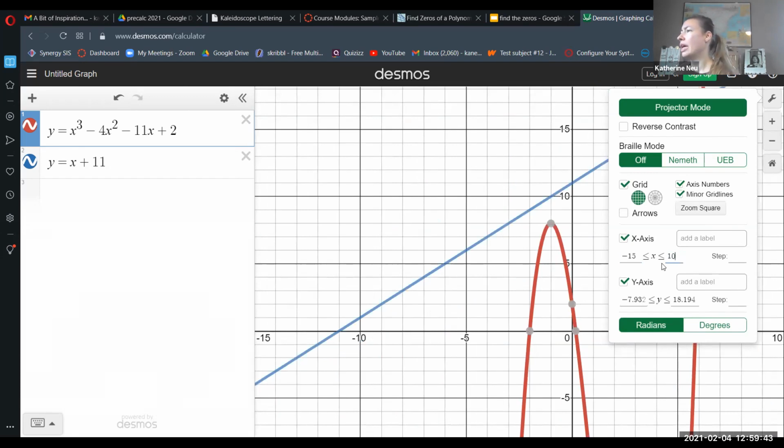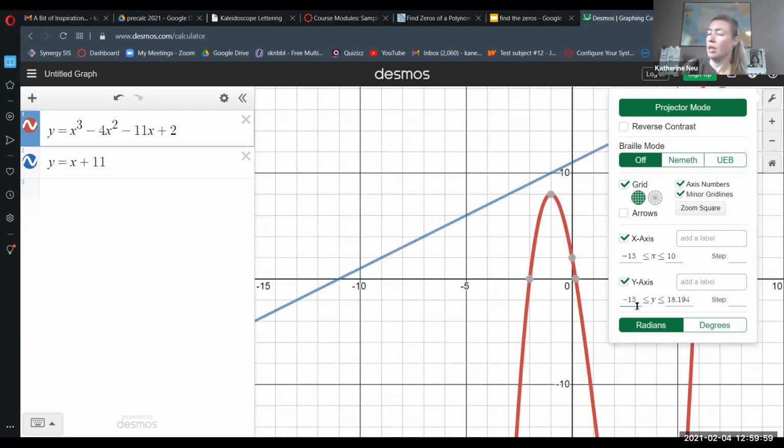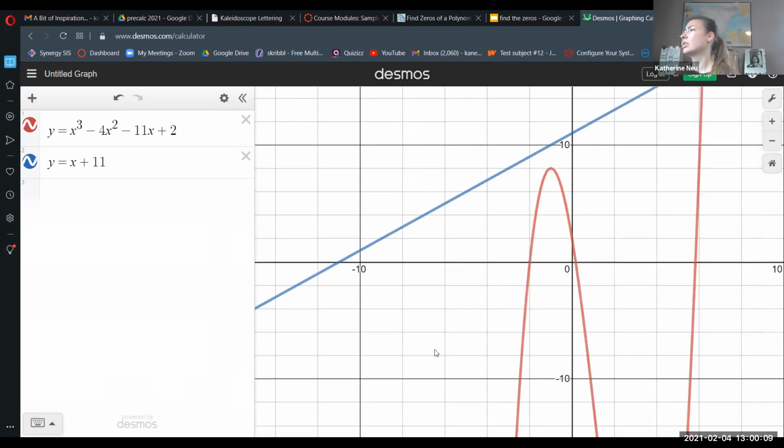And then on the y-axis, this looks pretty good. I would like it to be just a bit more square. So let's make this nice and pretty, -15 to 15. All right, so that looks nicer to me. You can fix yours up however you want. I'm just going to pop these in here.